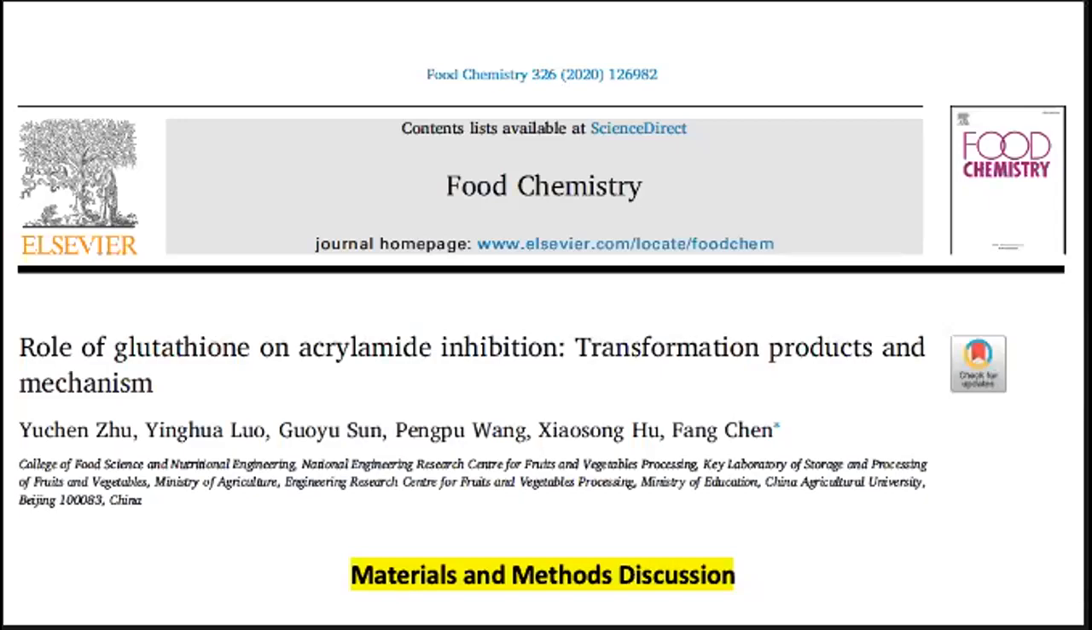Hi everyone, today we'll discuss in more detail the materials and methods section of this paper, "Role of glutathione on acrylamide inhibition: transformation products and mechanism." This study was published by Zhu and colleagues in the journal Food Chemistry in May 2020.